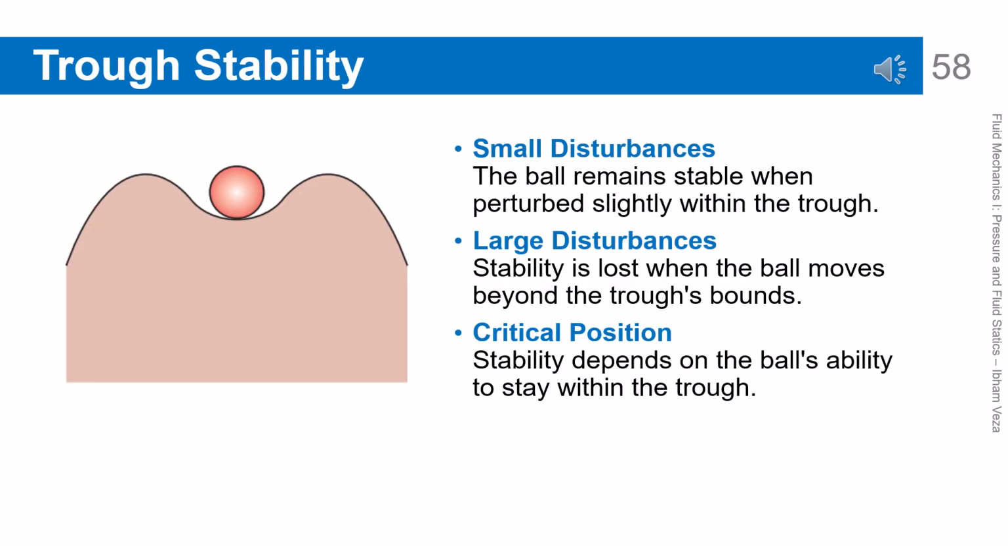Trough stability. A system like a ball in a trough shows stability for small disturbances. If the disturbance is large enough to move the ball out of the trough, stability is lost. This shows that stability depends on geometric limits. This example is often used to explain the difference between local and global stability. This analogy helps visualize the concept of stability.